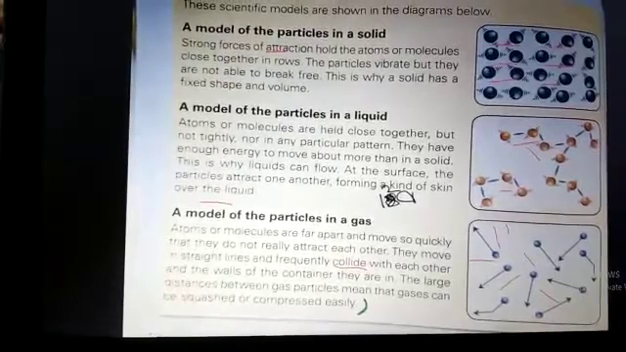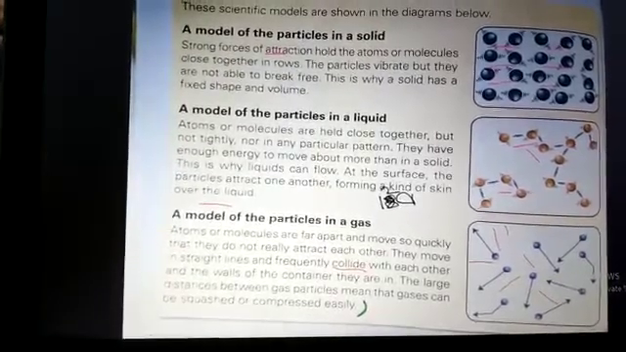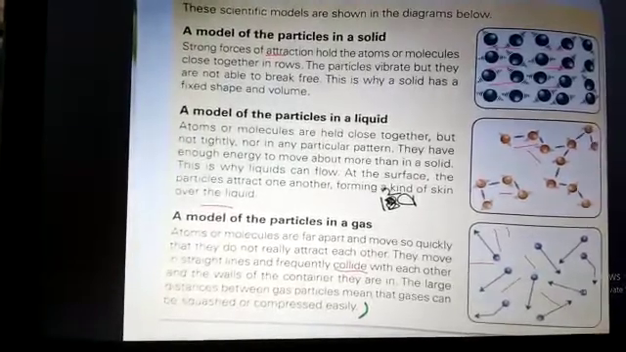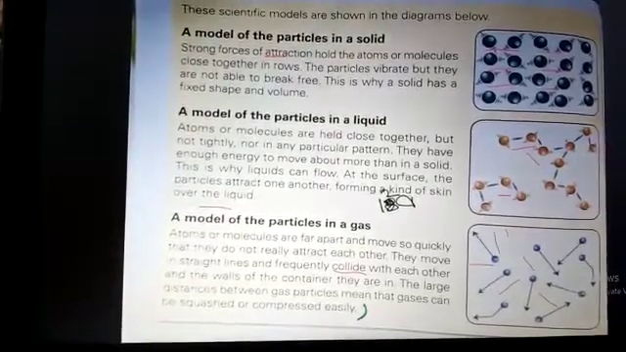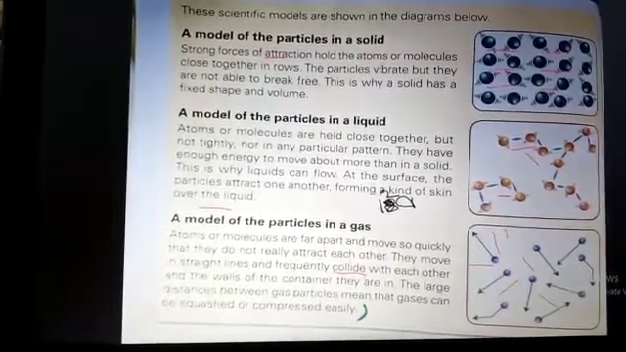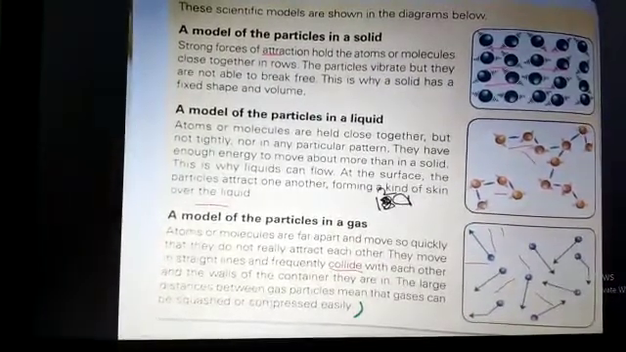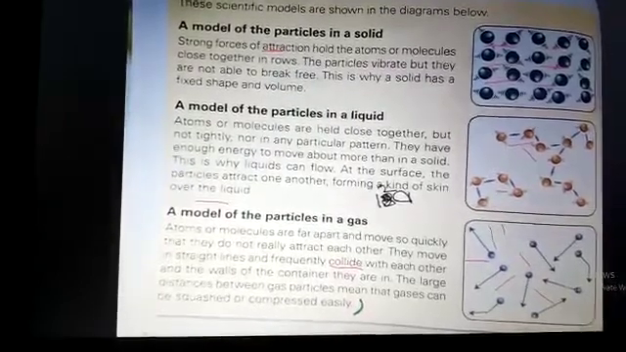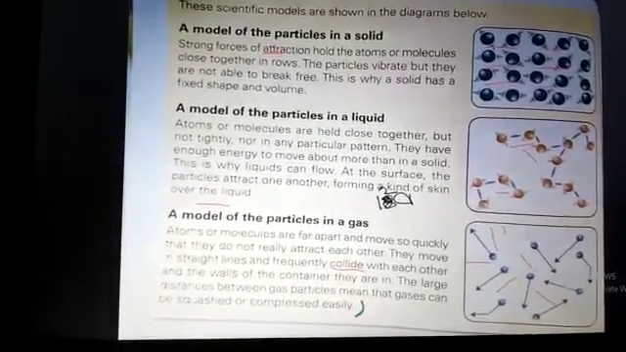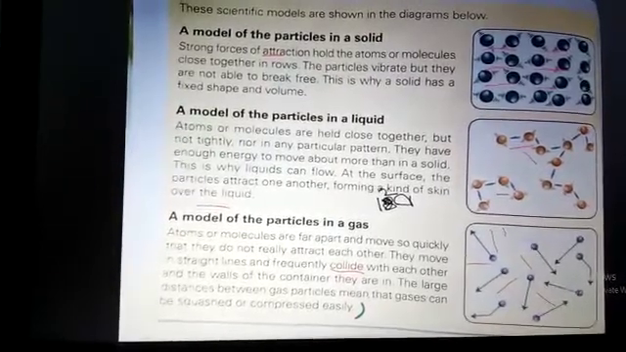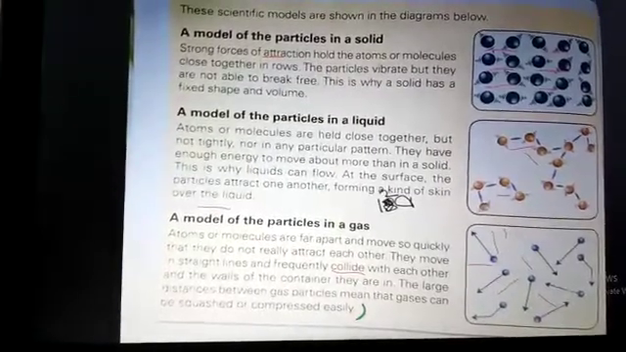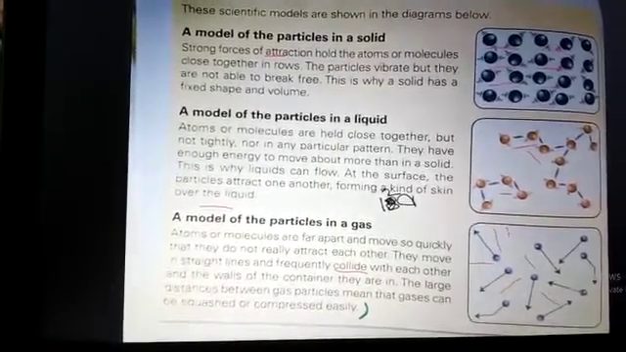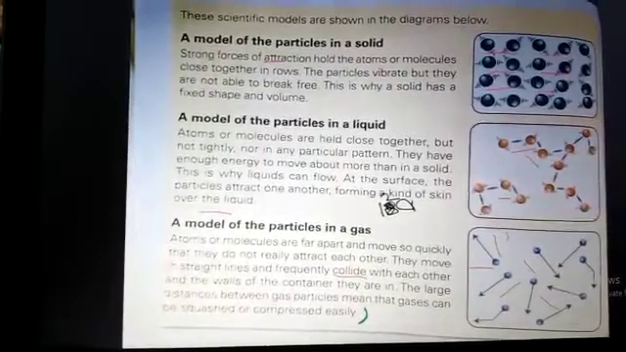Next, a model of the particles in a gas. Atoms or molecules are far apart and move so quickly and they do not really attract each other. They move in straight lines and frequently collide. The meaning of collide is hit each other and the walls of the container they are in. The large distance between gas particles means that the gases can be squashed or compressed easily.